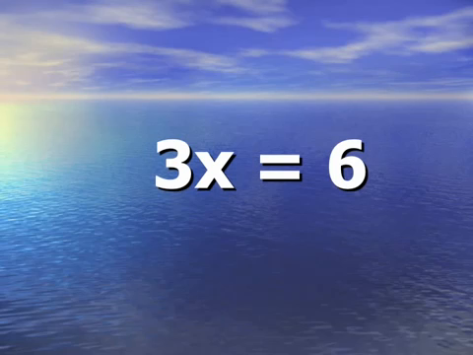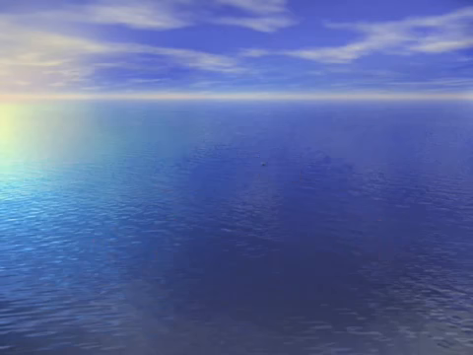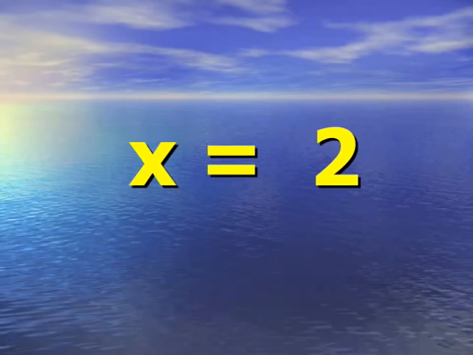equals 6. Now, the opposite of multiplying by 3 is dividing by 3. I divide the left side and the right side. 3x divided by 3 gives me 1x, or I can simply just put x. And 6 divided by 3 gives us our answer, which comes out to be 2.